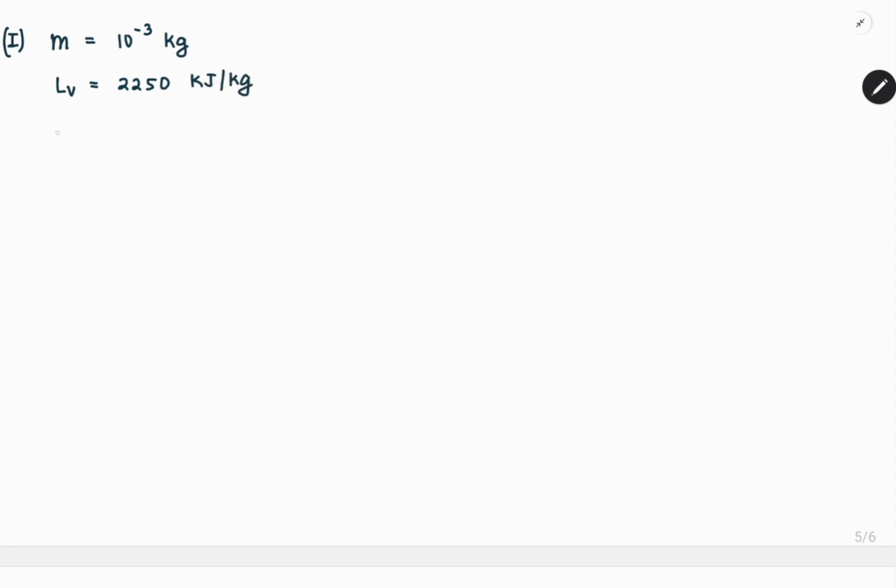So Q can be written as mL_V. So mL_V can be calculated as 10 to the power minus 3 times 2250 into 10 to the power 3, so we will get the answer in joule. So over here we obtain 2250 joule.